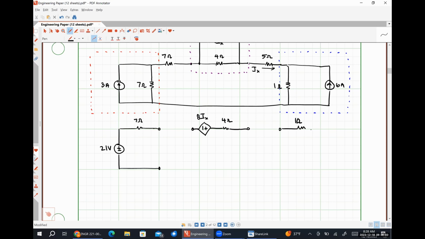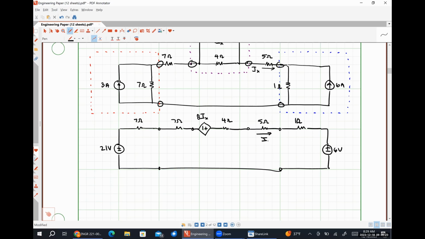There's 1 ohm. Volts. And now I'm just going to connect everything else. So between this terminal here and this terminal here, I just had a short circuit. Between this terminal here and this terminal here, I had a 7 ohm resistor. And between here, I had a 5 ohm resistor through which my current IX was flowing.